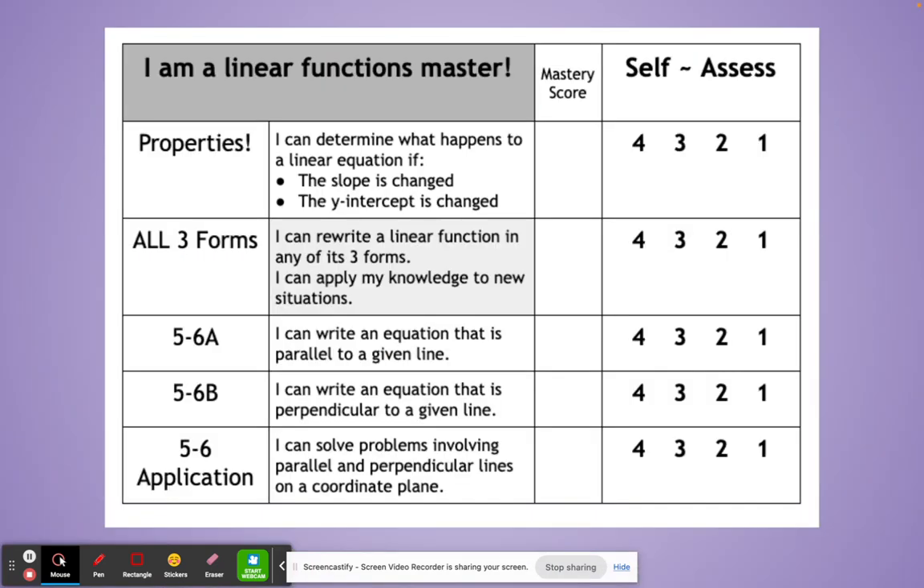Looking at our learning goals and scales to become a linear functions master, we've already talked about what happens if you change the slope or if you change the y-intercept of a line, and we've reviewed all three forms and trying to figure out which one to use under certain circumstances. Today we're moving into 5-6a, which is writing an equation that's parallel to a given line.